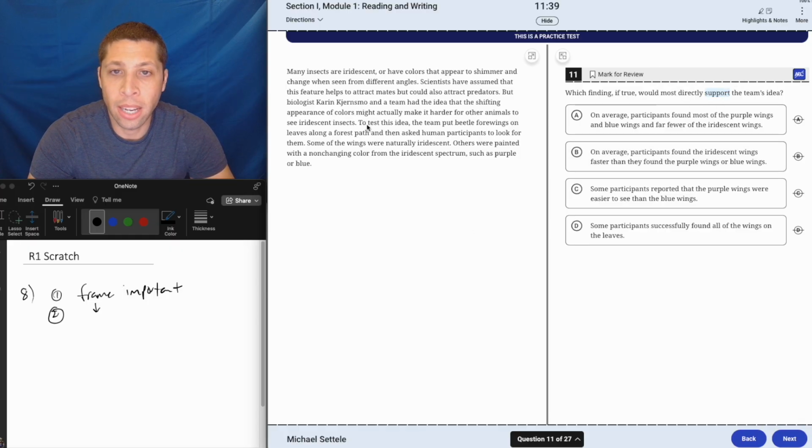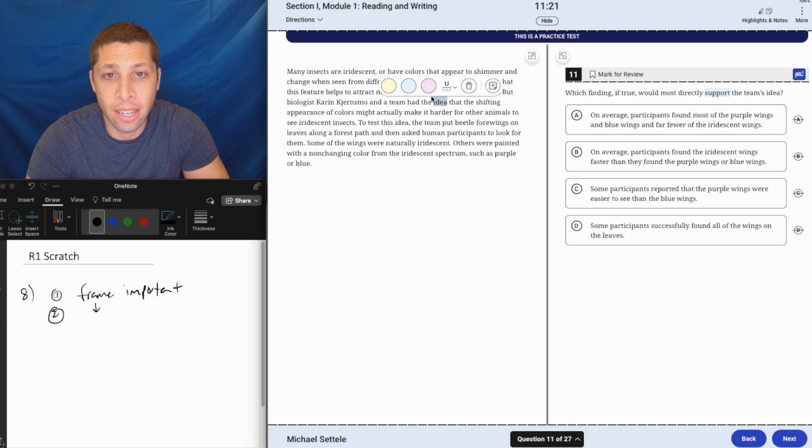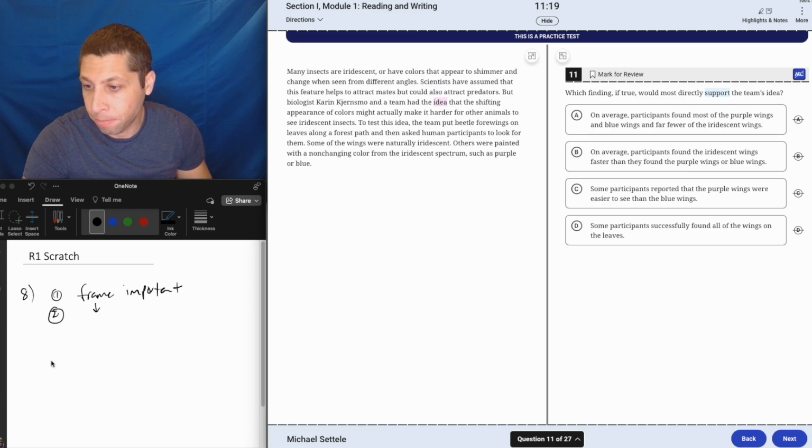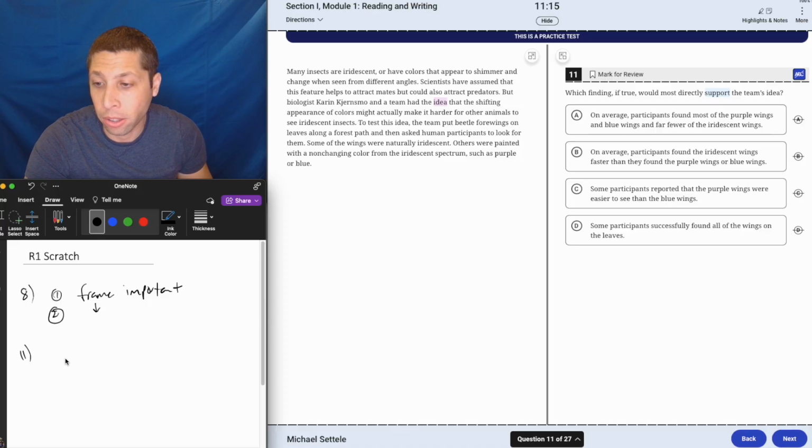Many insects are iridescent or have colors that appear to shimmer and change when seen from different angles. Scientists have assumed that this feature helps to attract mates, but could also attract predators. But biologist Karen and a team had the idea that the shifting appearance of colors might actually make it harder for other animals to see iridescent insects. Okay, so this is the thing we need to support, right? So their idea is the shifting appearance of color. So more color equals fewer predators.